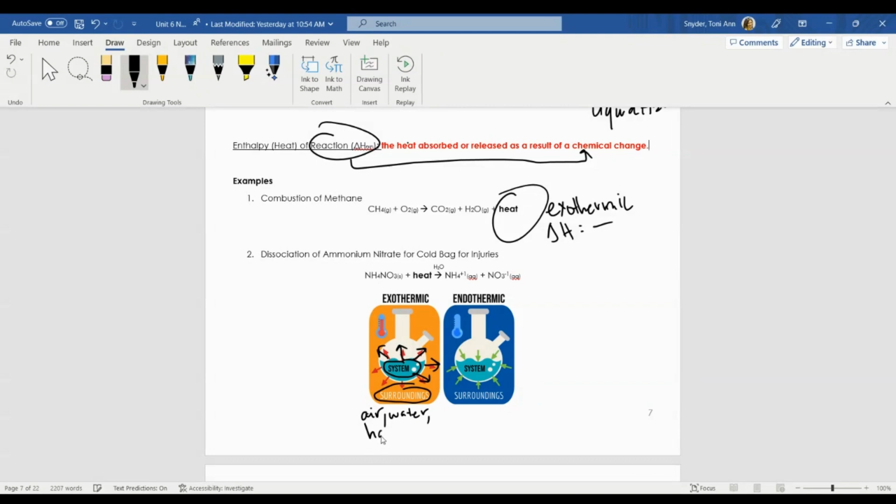This could also be your hands if you're holding the reaction. This is why something would feel warm. It's releasing heat to the surroundings, so it will feel warm.